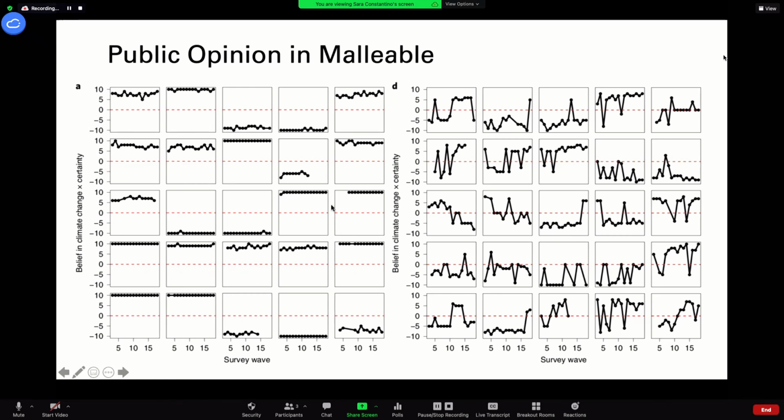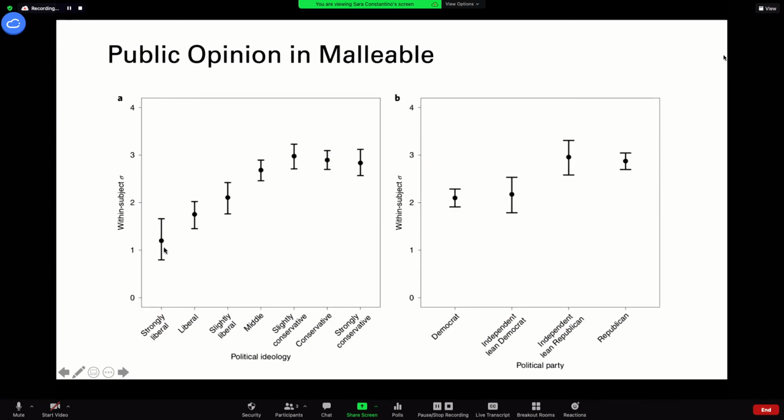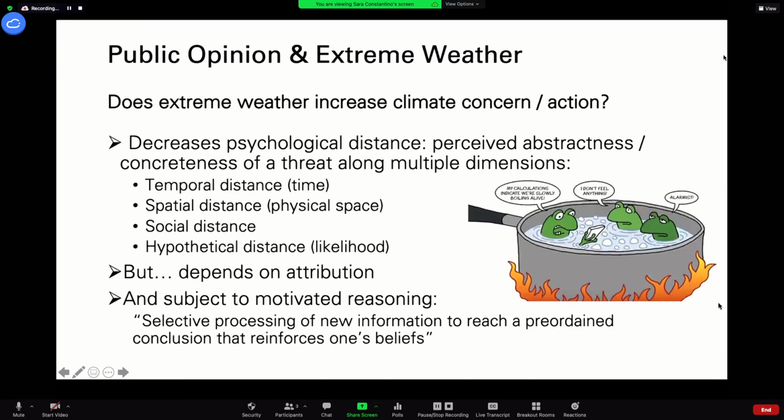They're undergoing some sort of change relative to people who are on the more liberal end of the ideological spectrum, where you see that the public opinion is much more stable over time. And this is another way of showing that the y-axis here is increased variability over time, and you see this increasing towards the conservative end of the ideological spectrum.